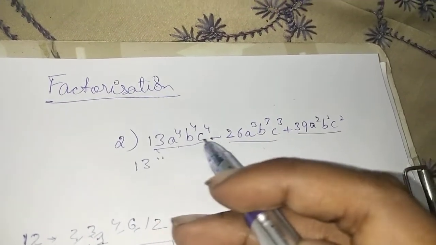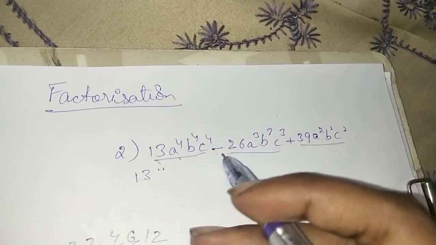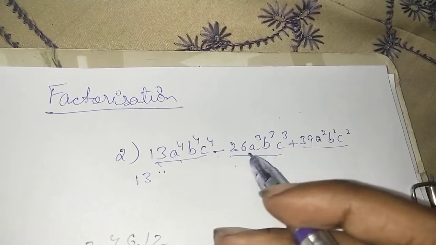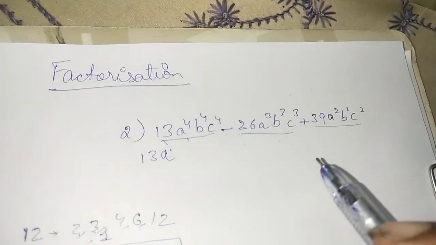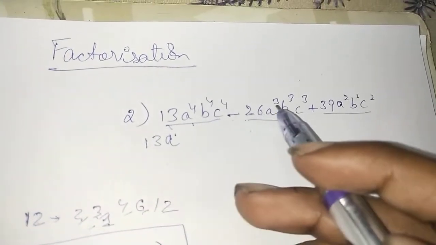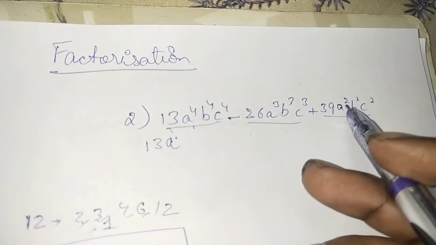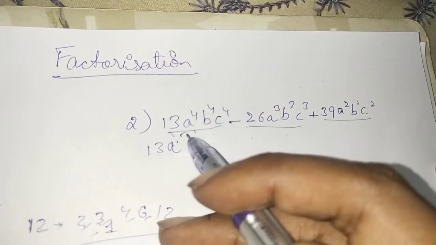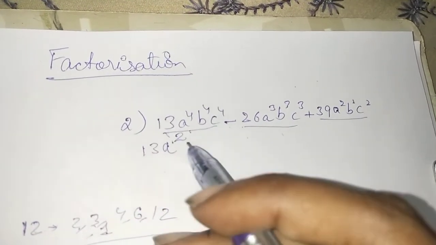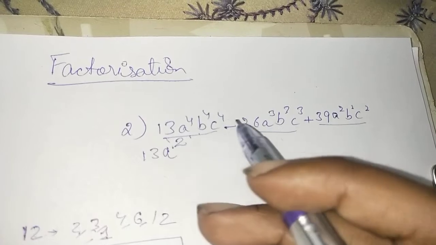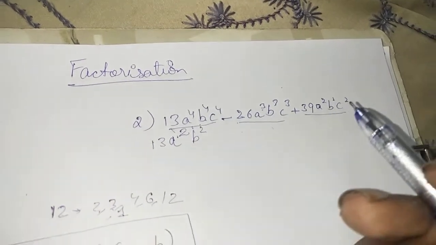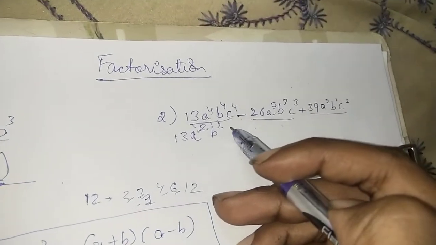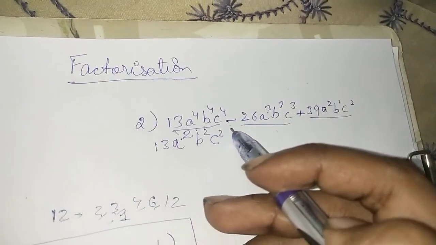Then look into each of the variables present in each of the terms. We can see that a is present, b is present, as well as c is present. So one by one we will be taking all the variables. Out of 4, 3 and 2, which is the smallest? 2. So that will be taken out for a. We have to continue looking for b and c also. Again 4, 3 and 2. So again a power of 2 will be taken out common for b, and the same goes for c.